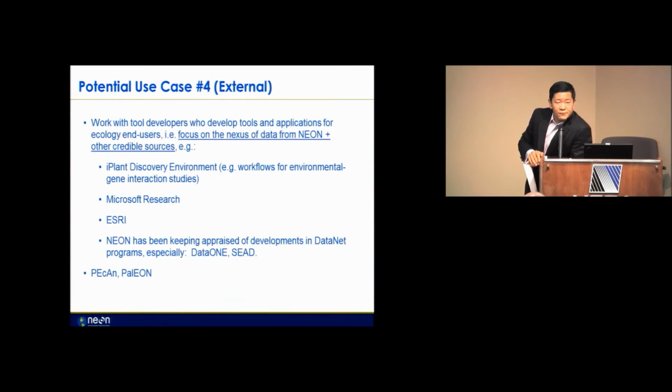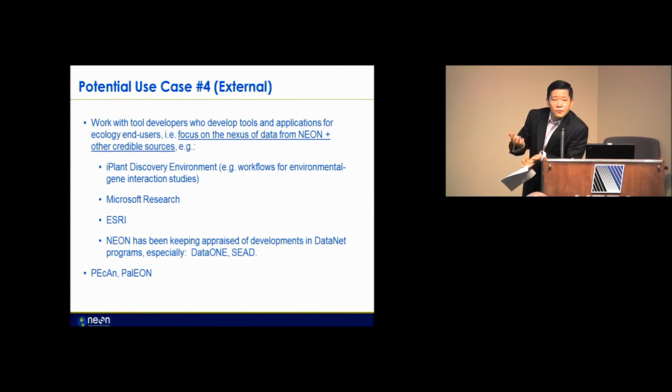The potential use case 4 is focusing on the external NEON community, meaning that you guys don't care about what we're doing in NEON Boulder. The 400 of us were ruled by engineers. Instead, you focus on the external users. Now, this is where I think the BrownDog applications and advances could have the most impact, because our data, the NEON data, cannot, for the most part, survive alone.